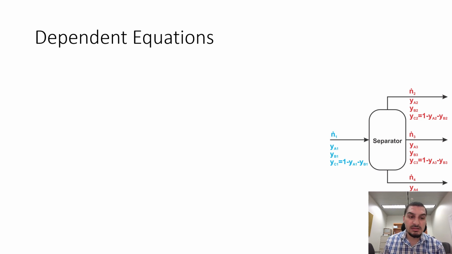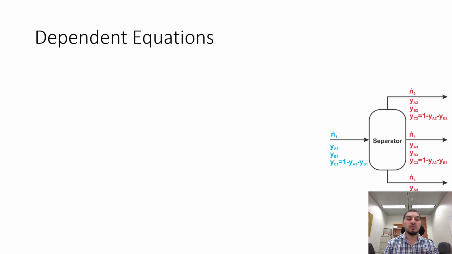The reason we are discussing this mathematical point here is that we will see it in this example. We have a separator with one feed stream called N1. It contains three components, A, B, and C, and it produces three streams, N2, N3, and N4, and each one of them contains the three components A, B, and C. I don't know any of the mole fractions YA, YB, and YC, so I put YC as 1 minus YA minus YB, because the sum of these three is 1. So the mole fraction of C is 1 minus the sum of the rest of the mole fractions. This is the problem that we have.